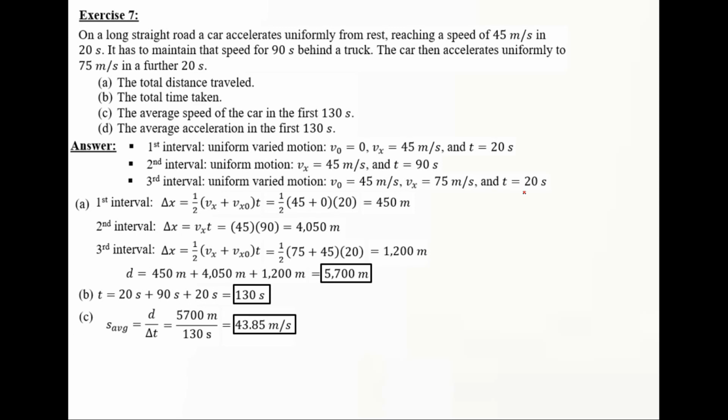We know that the car along the 3 intervals has been moving constantly or accelerating, but on average the speed is given by 43.85 meters per second, and the average acceleration would be given by the change in speed over the duration. The final speed, which is found in the third interval, is given by 75, and the initial speed in the first interval is given by 0.